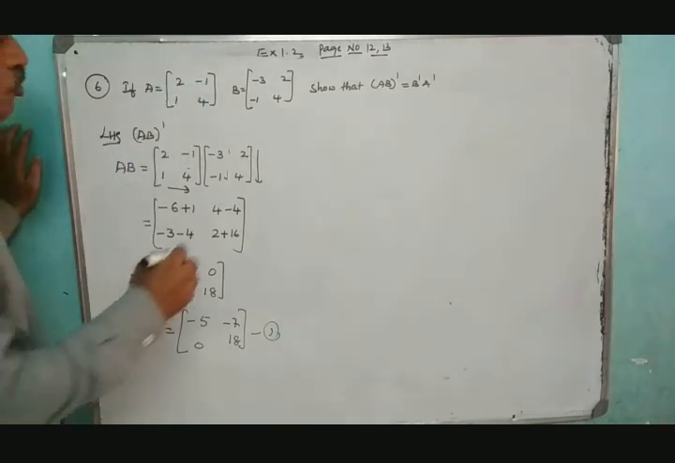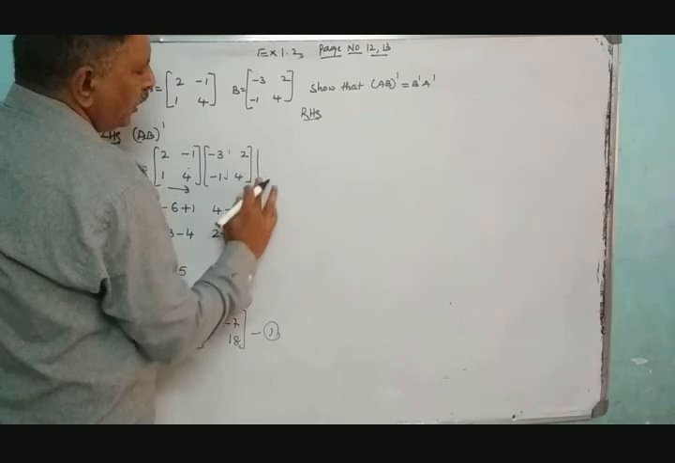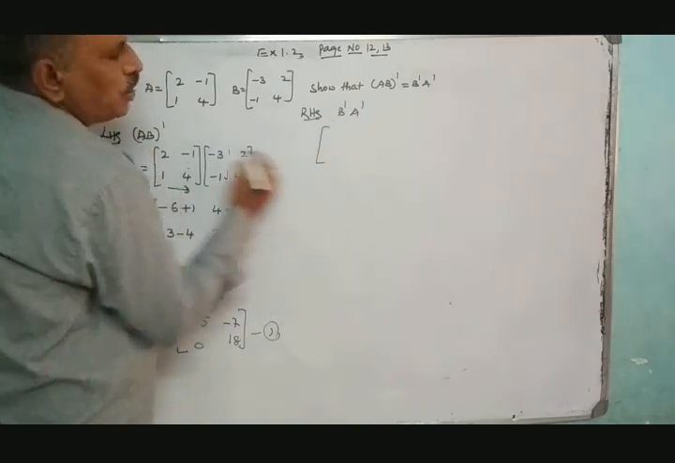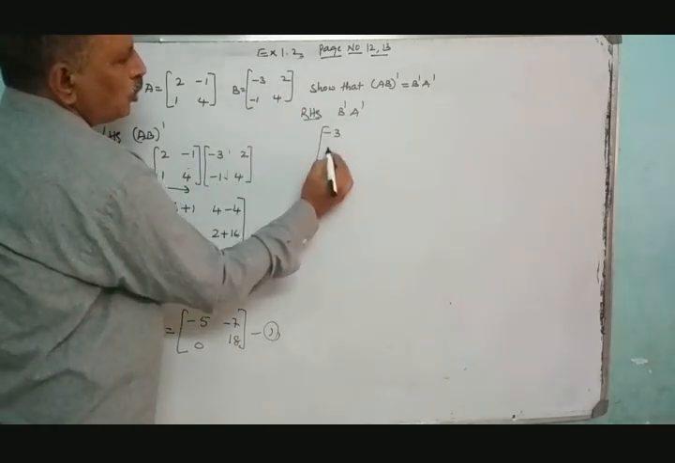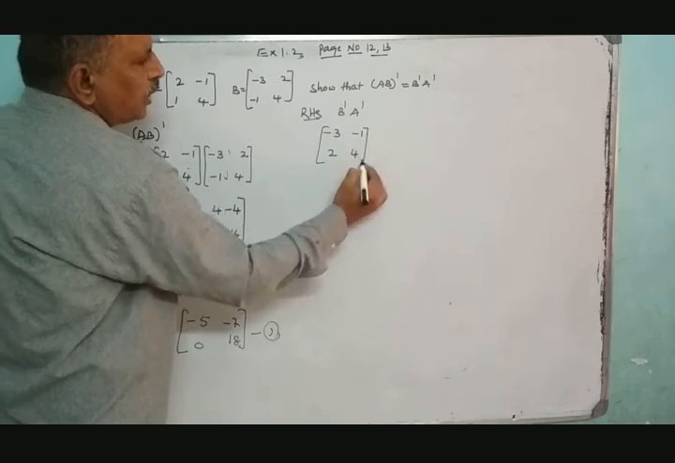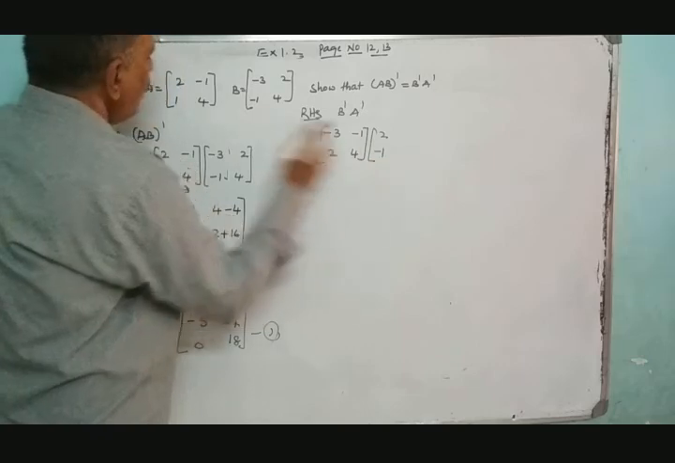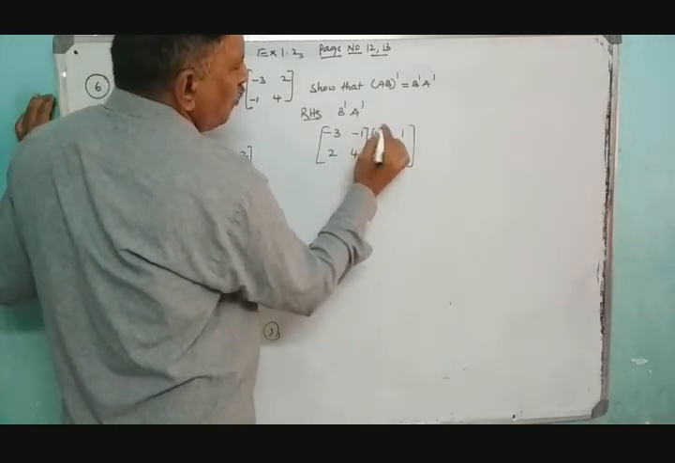Similarly, it is asking you to find the RHS, that is B transpose into A transpose. What is B transpose? You have to change the row and column. Minus 3, 2 will become first column, minus 1, 4 will become second column. Then A is 2, minus 1, and 1, 4. Okay, I hope you understood.